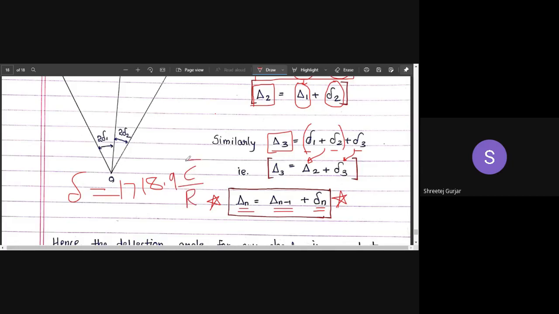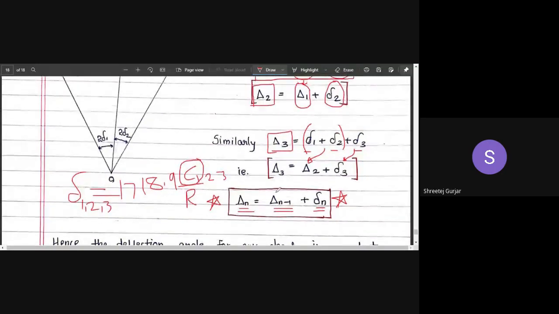What is C? C is that particular chord length, and the radius is constant, whether it is 1, 2, 3, it does not matter. C1, C2, C3, you can substitute based on which deflection angle or tangential angle you are calculating. Similarly, here it will vary, 1, 2, 3.